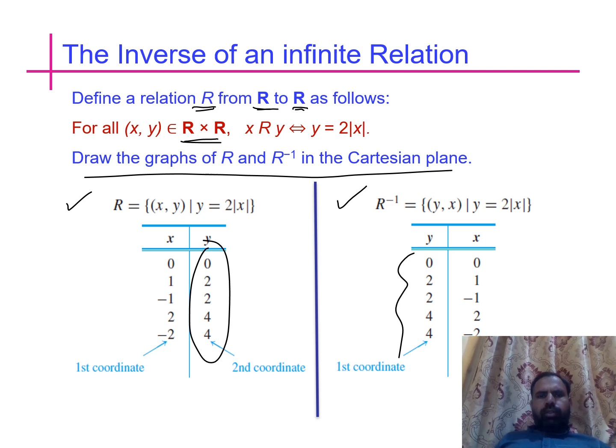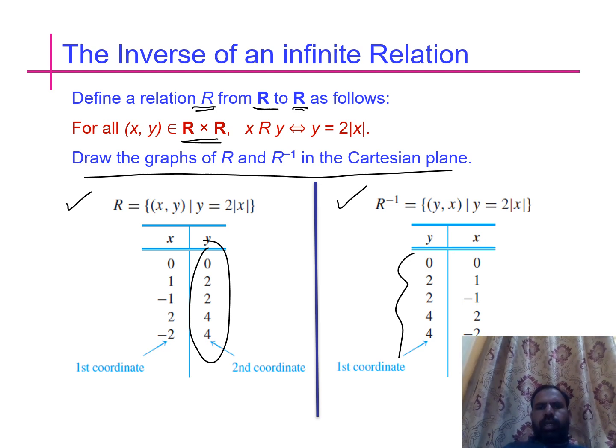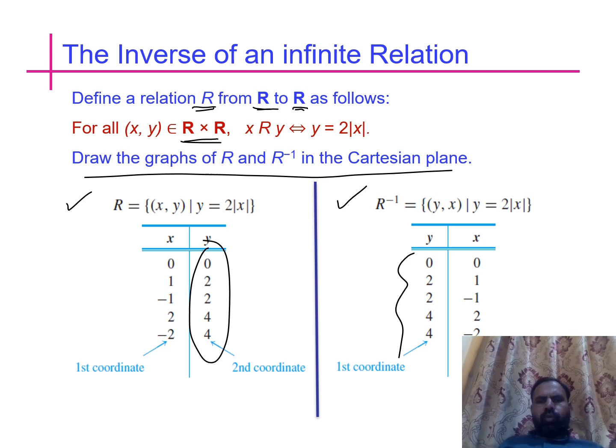For all (x, y) belonging to R cross R, x is in relation with y if and only if y is equal to 2|x|. We draw here the graph of R and R inverse in the Cartesian plane. This will be x and this will be y. Then we defined here the relation y is equal to 2|x|, where this is the absolute value of x, and in R inverse it becomes x is equal to 2|y|. Here is (x, y) and here is (y, x).